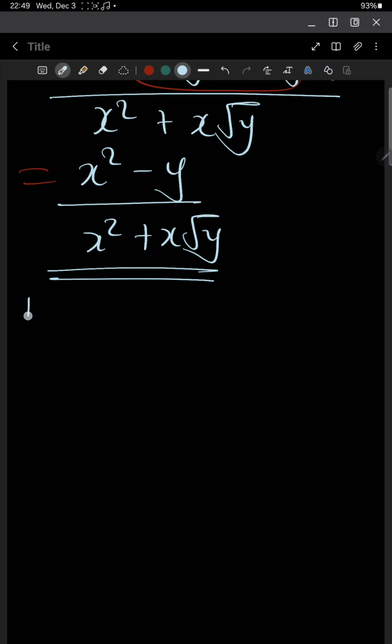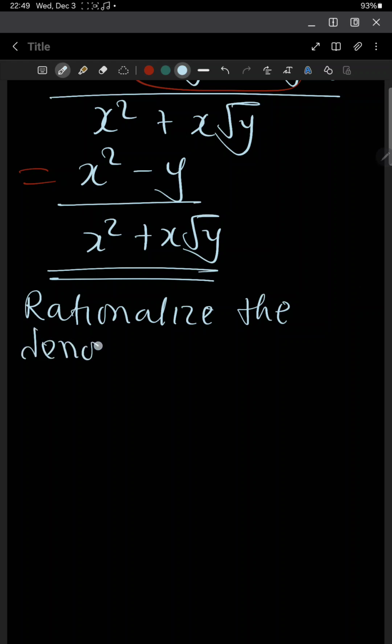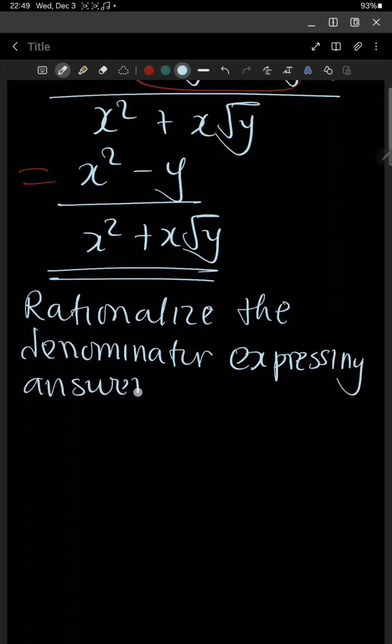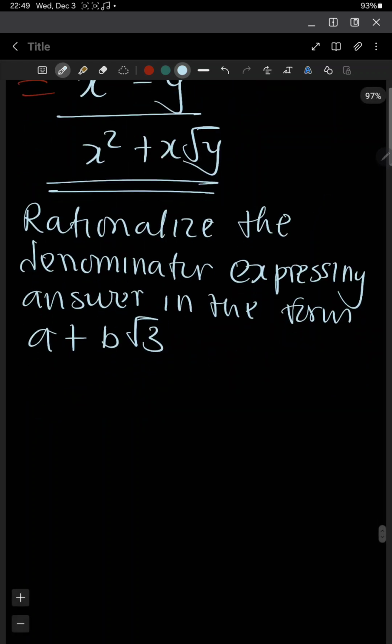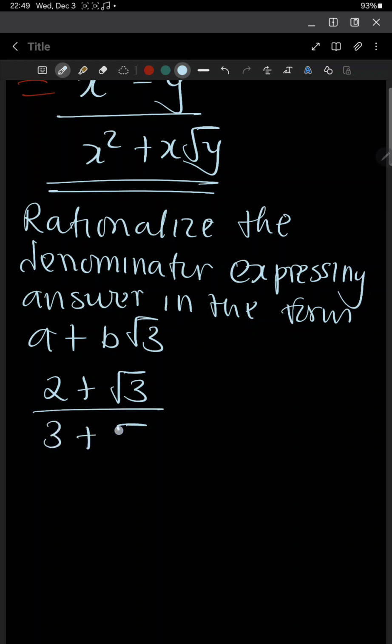So it states that rationalize the denominator, expressing answers in the form a plus b square root of 3. So we need to express that in that format. So this is our question. We have 2 plus square root of 3 over 3 plus square root of 3.